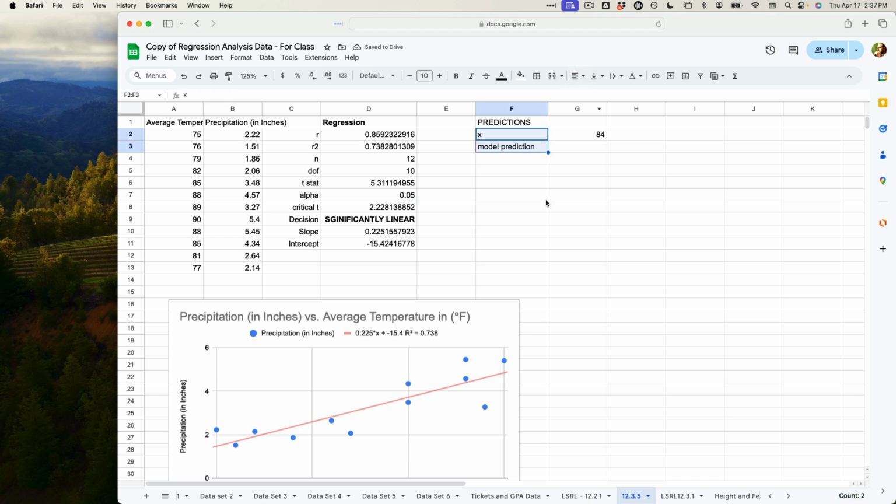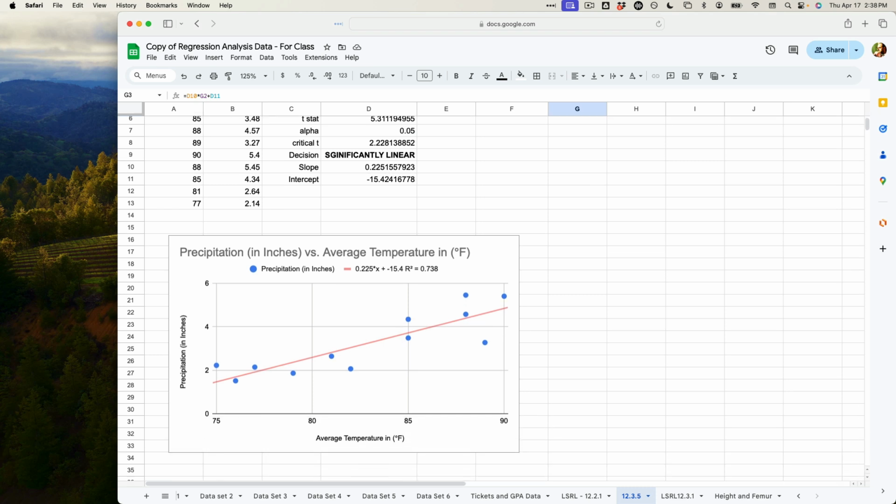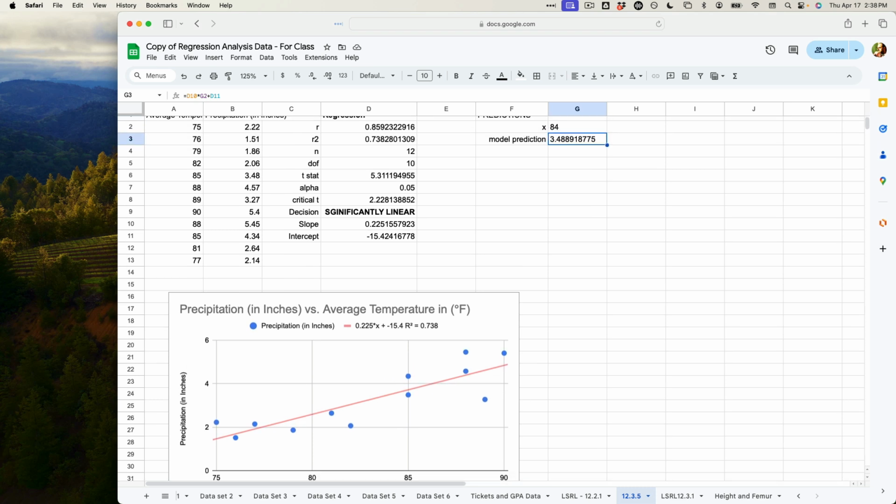A model prediction is equal to slope times my x value plus intercept. And then my model prediction tells me that at 84 degrees, the model is predicting 3.4 inches in precipitation. So that's going to be this point at 84. This is going to be at about 3.5, okay?